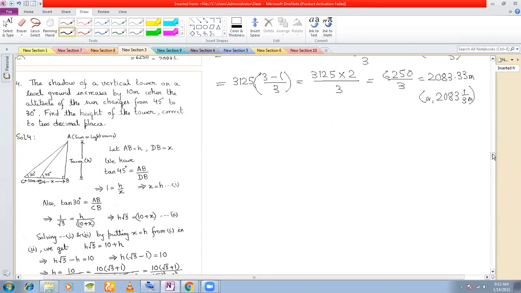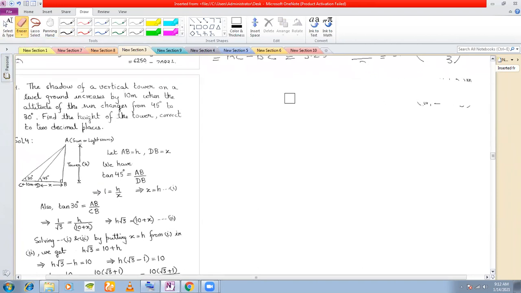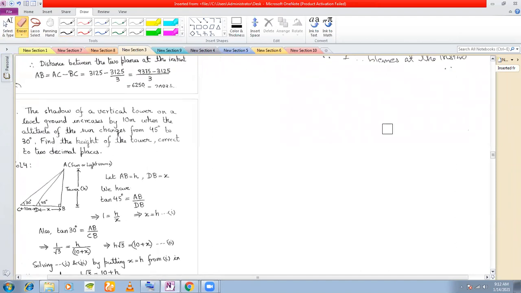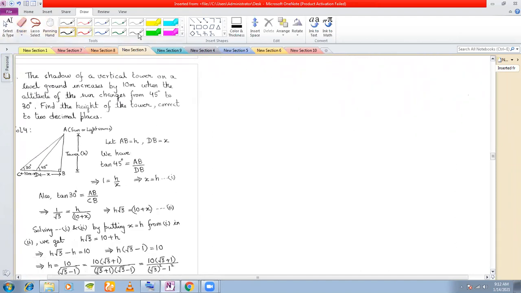Next question is another type of question which has come in your examination. And again, if the diagram is given, you are lucky. But in most of the cases, the diagram is not given. How will you draw the diagram? For that, you will have to read the problem over and over again. At least 2 times you have to read the problem.